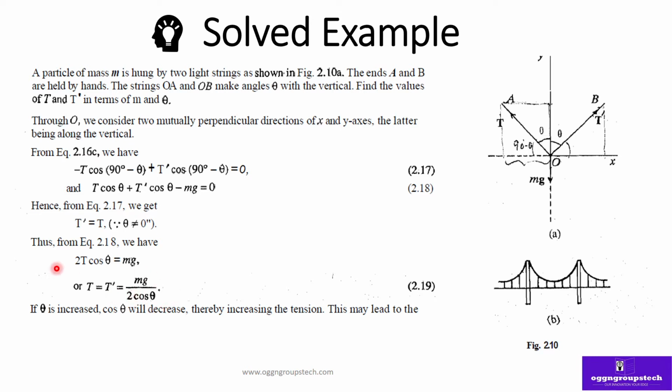So I have got an expression for the tension, which I have to prove, that t and t dash in terms of m and theta. Getting it? So hence proved, we have solved this problem. If we see here in this case, the value of theta is increased. If we increase the theta, the cos theta will decrease. So it will increase the tension.